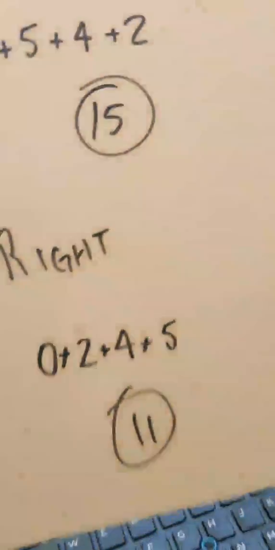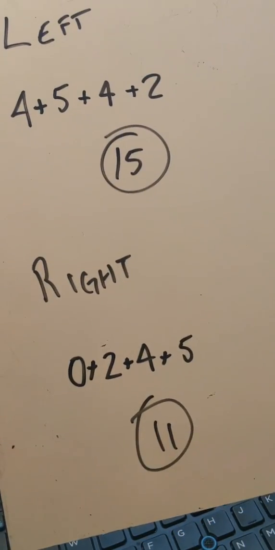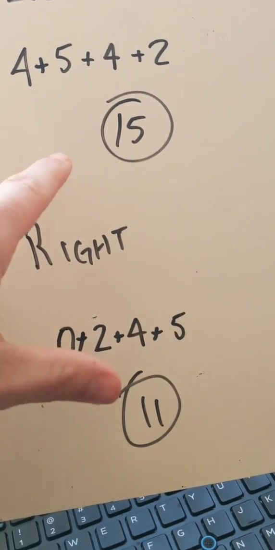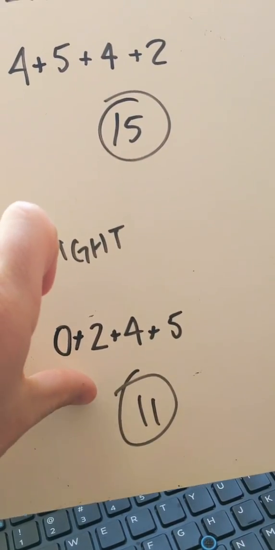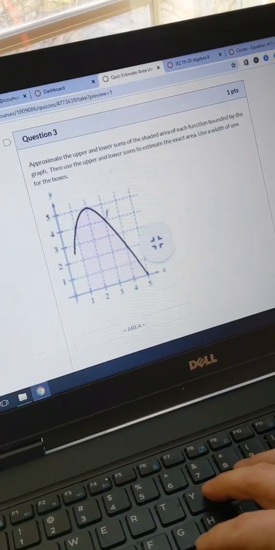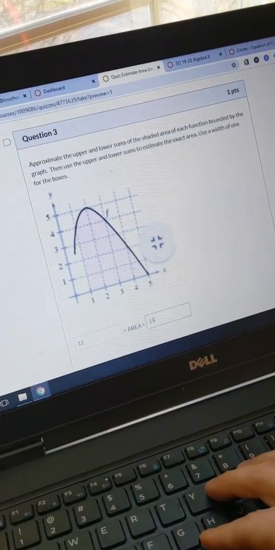So once again, there's no way to tell which one's upper and which one's lower until you do both the left and right bound. But we can say here our area is going to be in between 15 and 11. And so that means the lower range is 11. The higher number is 15. And so in our answer, we'll put 11. And we'll put 15.